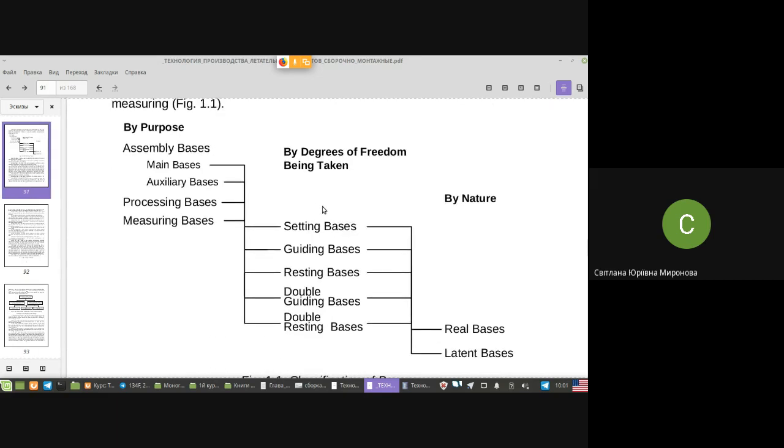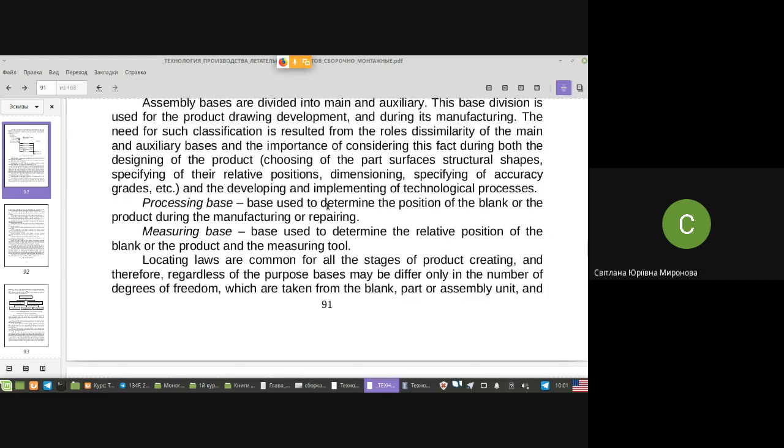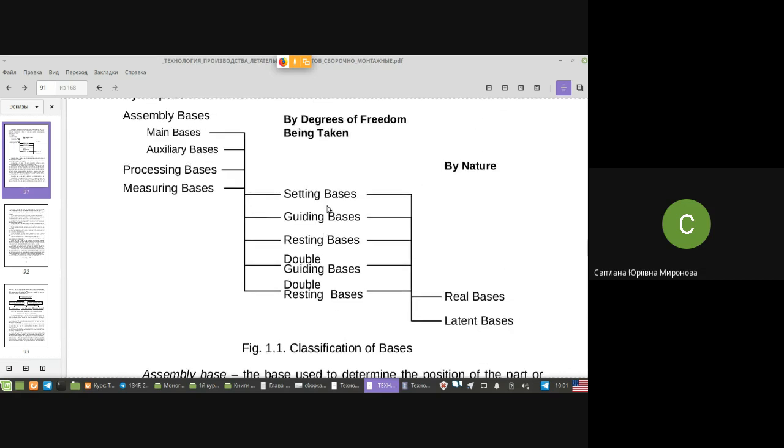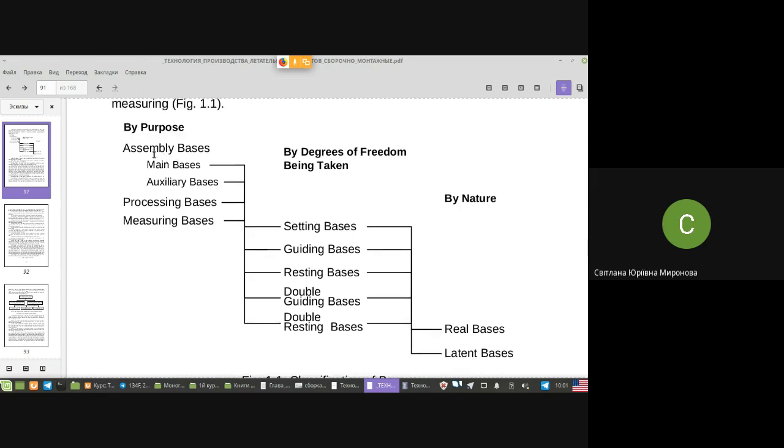You see the classification of bases. It's the manual about your laboratory works. Exactly, it's page, seems like 91. Classification of bases. Here you do not see the base that I have already pronounced, the project base. Project base is also a sort of design basis, an assembly base, the basis of the structure, of the design itself.